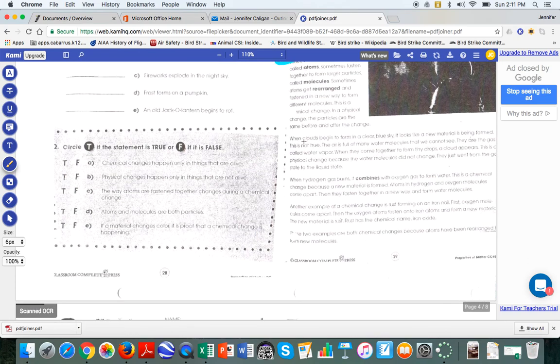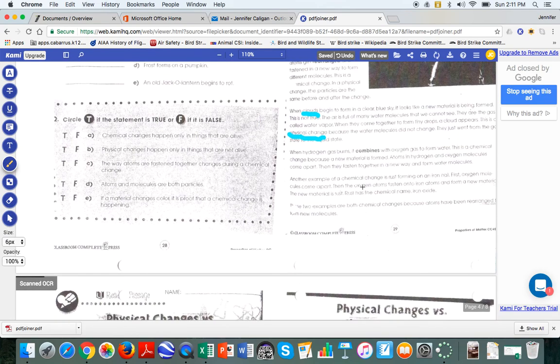So the best example is when clouds begin to form in the sky. That is actually not a chemical change. That's a physical change because a cloud is just water from the air condensing together. And you're not creating anything new, you're just creating a cloud.